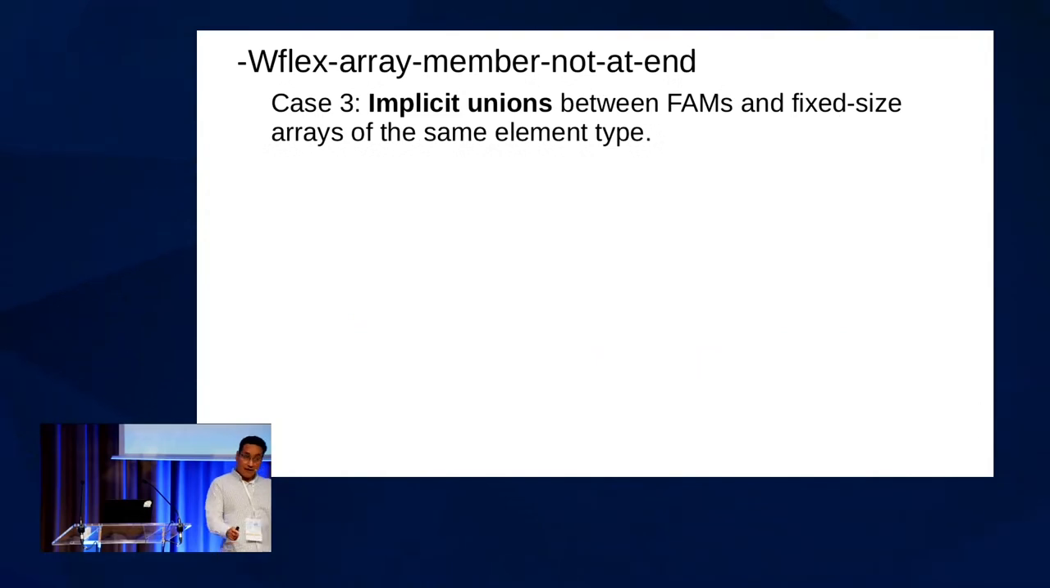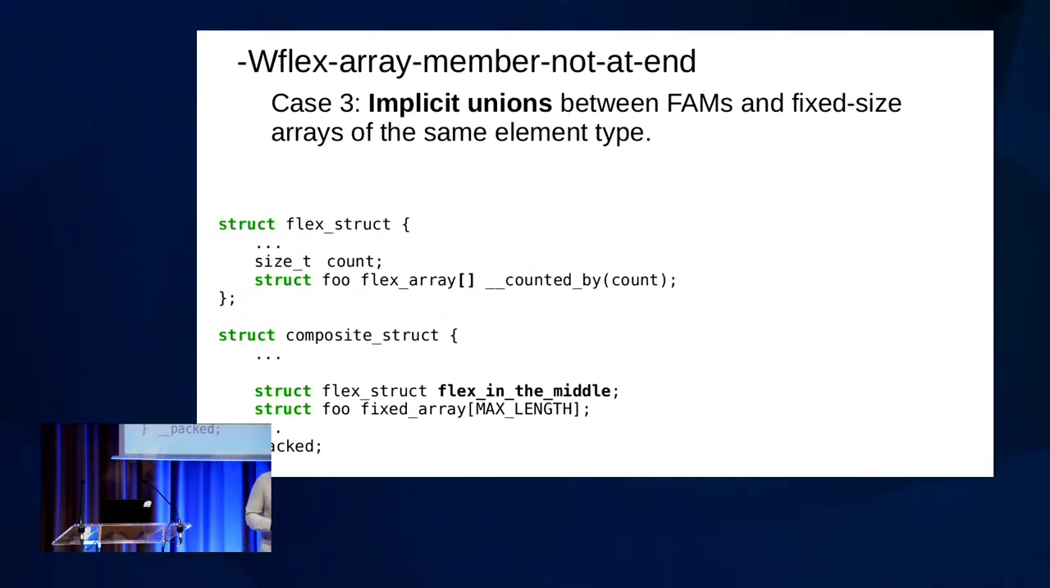Okay, now this is the most fun part, let's say. Case number three is when we have implicit unions. So what is an implicit union in this case? If you notice, we have our flexible structure with our flexible array member, and in our composite structure, we have a fixed size array, of the same element type as the flexible structure. This tells me that people know what they are doing, because what I infer from this is that at build time, under certain circumstances, they already know how big the flexible array member is going to be.